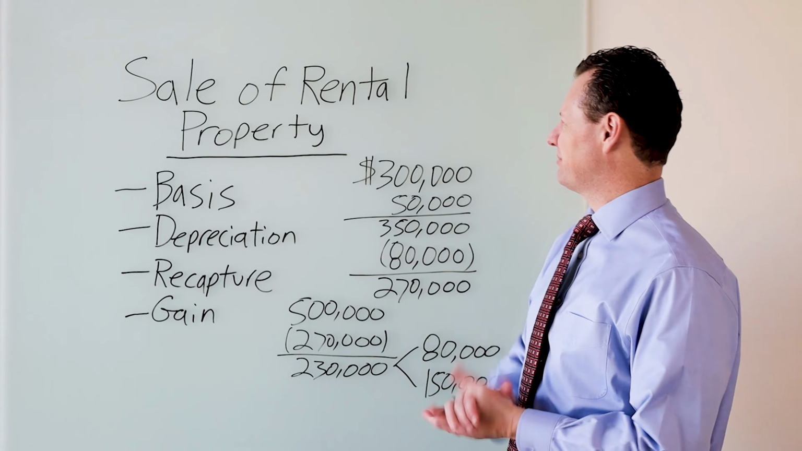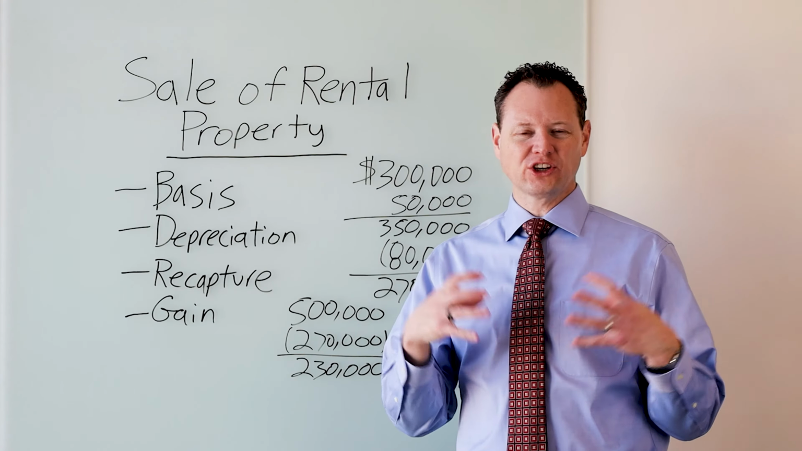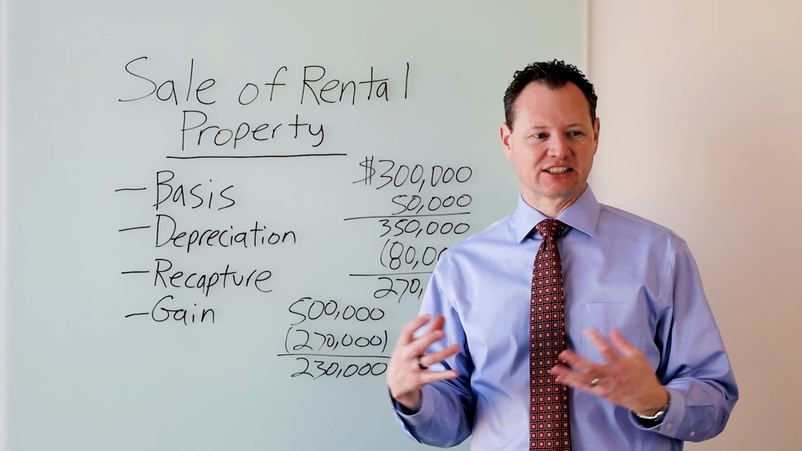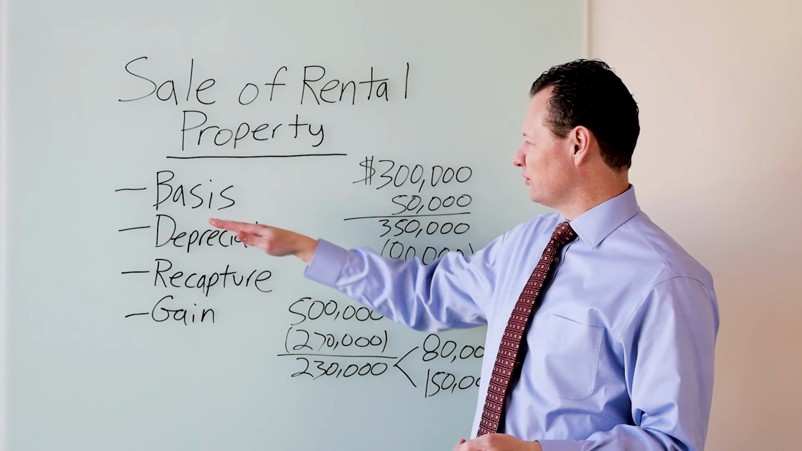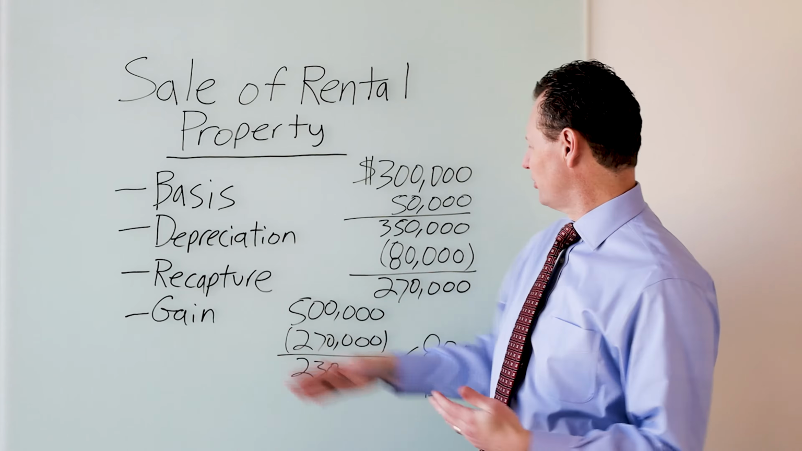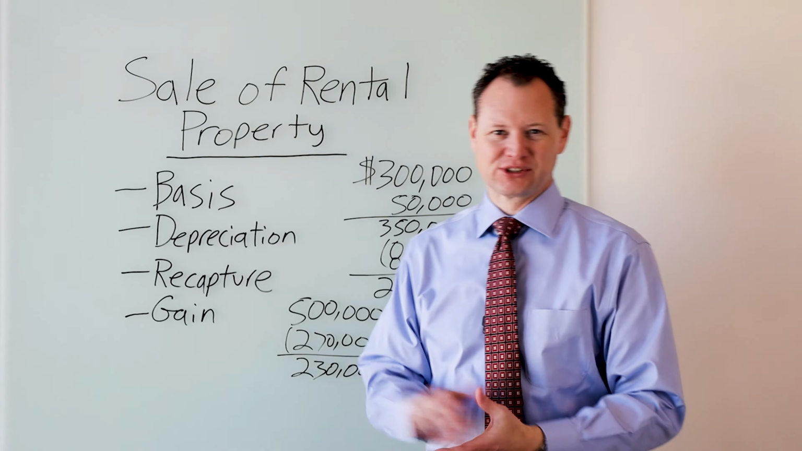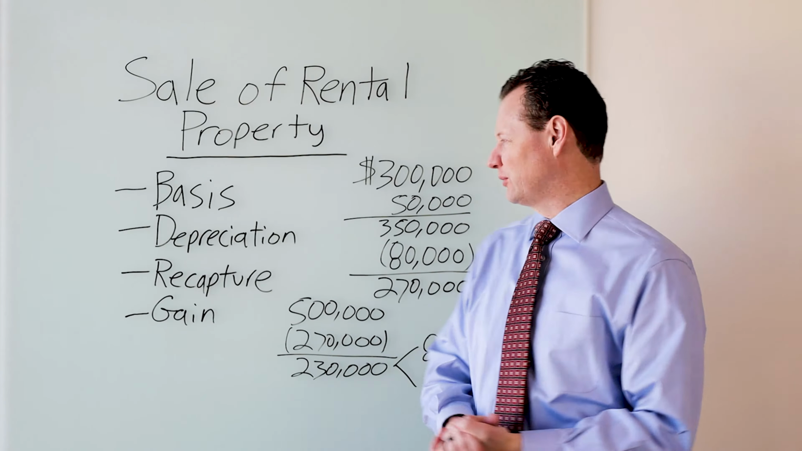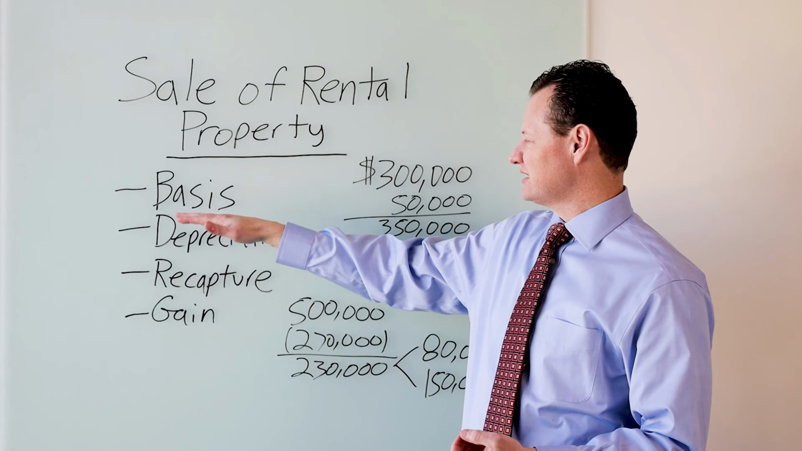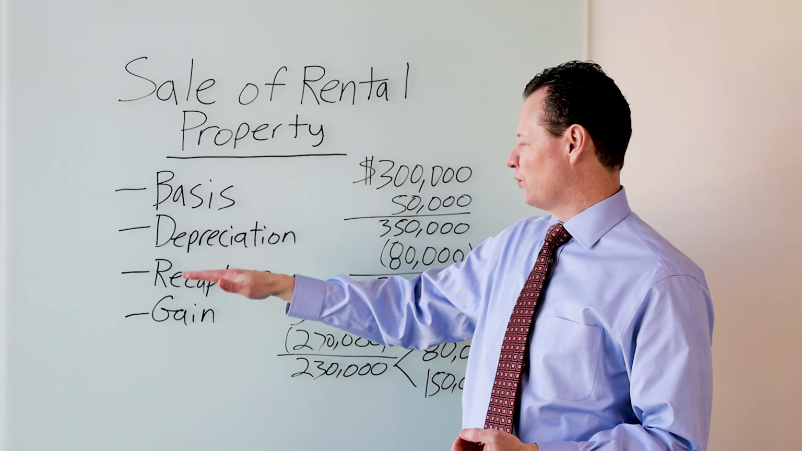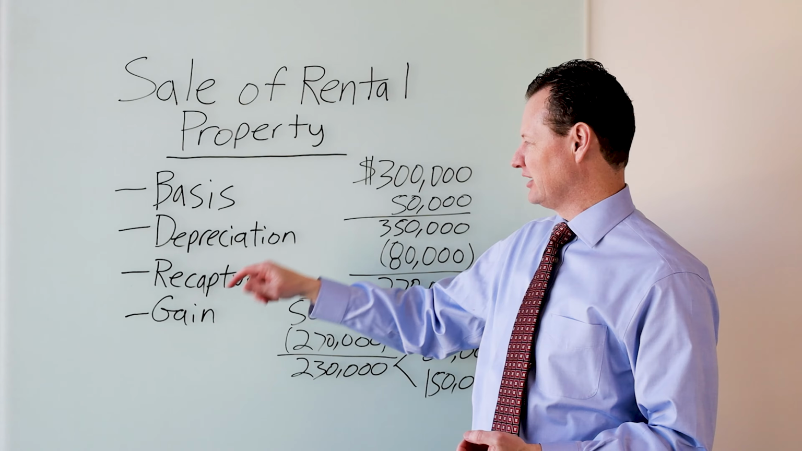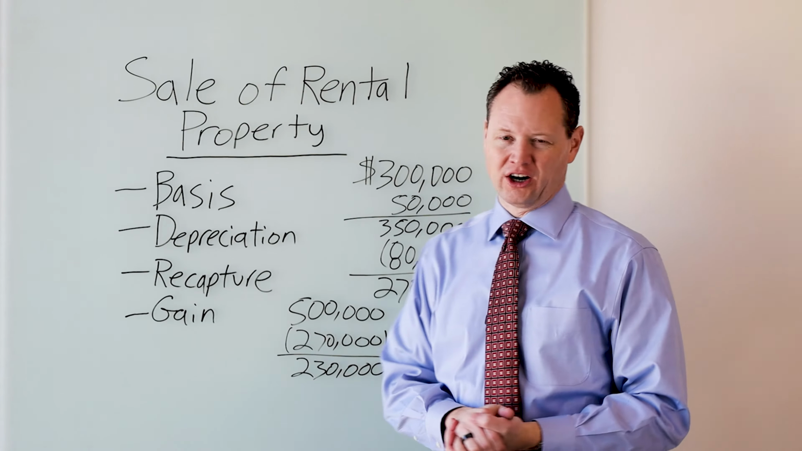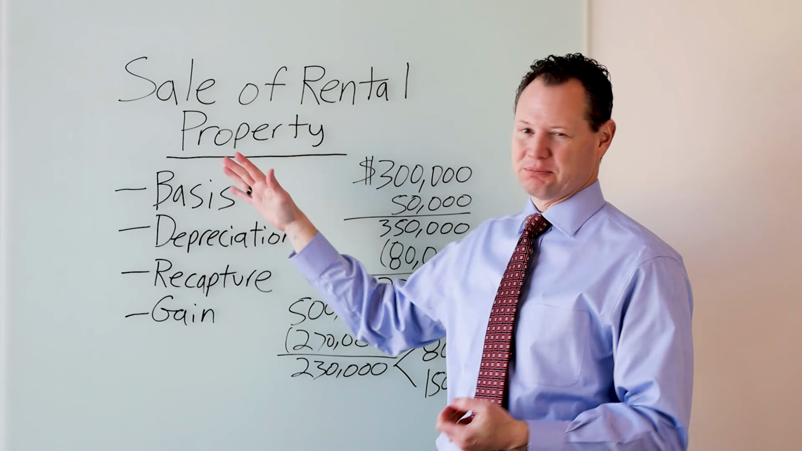So let's talk a little bit about the sale of a rental property. What goes into the tax considerations on the sale of that property? Over here, I've written some words, and over here I have some numbers. We'll go through the words and the numbers and how they correlate and how everything works. These words are basis, depreciation, recapture, and gain. Where we start on the sale of a rental property is the basis.